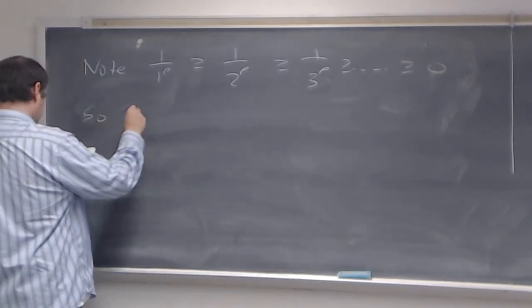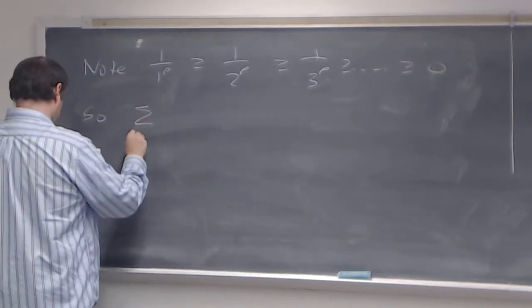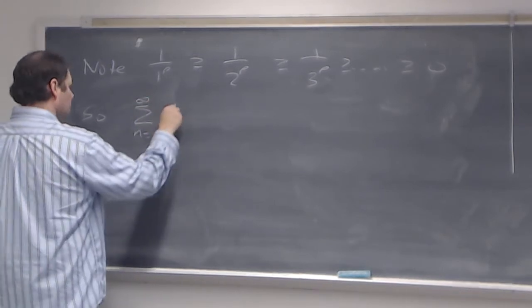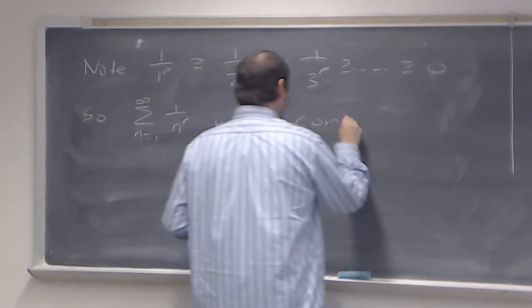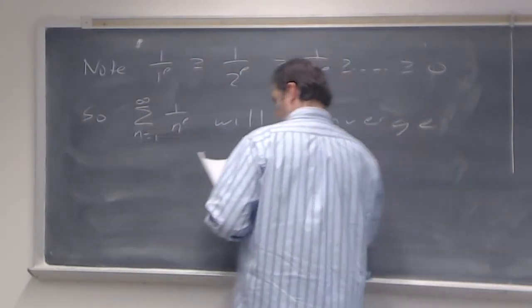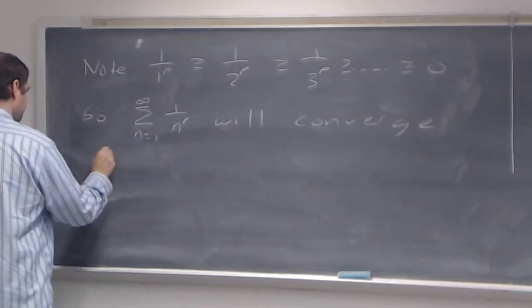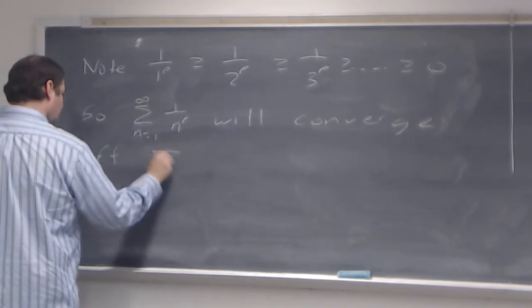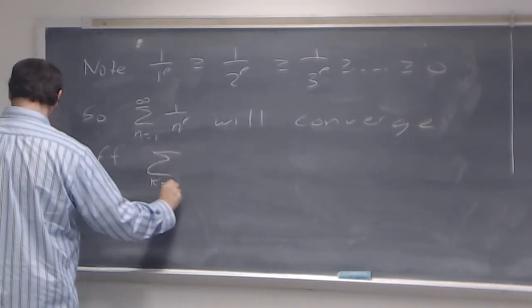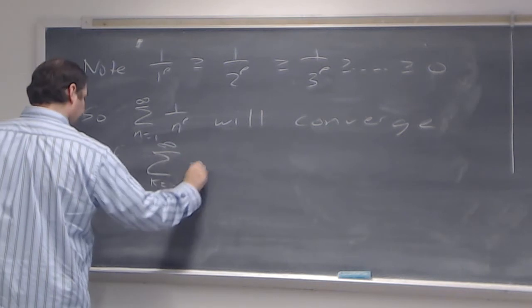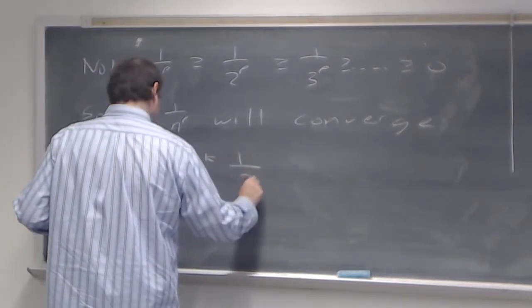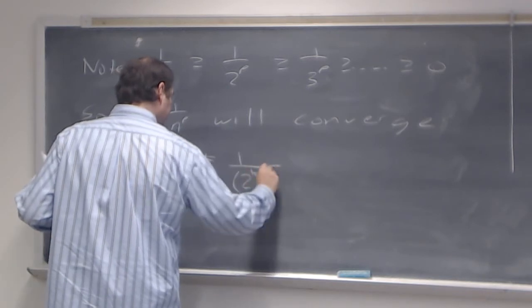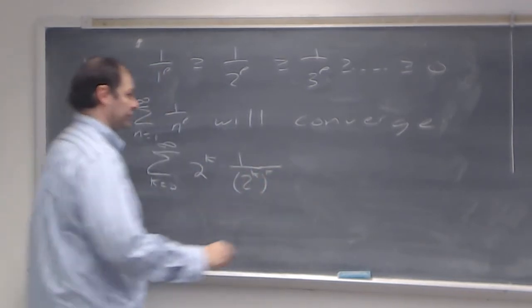Let me state that. This sum will converge if and only if the sum, as k runs from 0 to infinity, of 2 to the k times 1 over 2 to the k raised to the p power, converges.